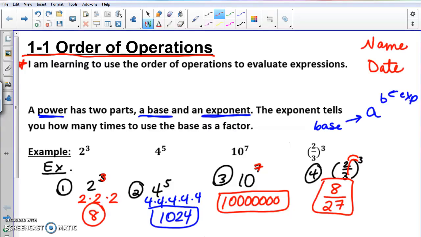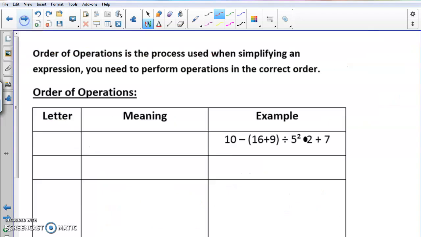So we're good. Now that we refreshed our powers, we're going to move on to the order of operations. So write that out for me. Order of operations is the process used when simplifying expressions. You need to perform the operations.